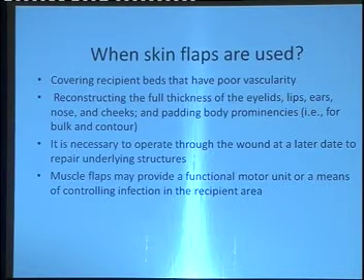When skin flaps are covering recipient beds that have poor vascularization. Reconstruction means you use a graft when there is good vascularization, but here it is poor vascularization, therefore you are giving a flap. This reconstruction of full thickness of the eyelid and all those things is indicated. It is necessary to operate through the wound or laterally to repair underlying structure.